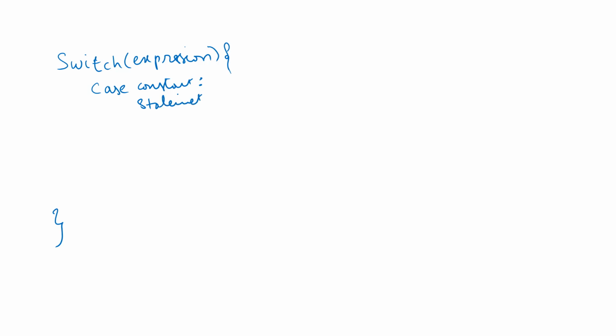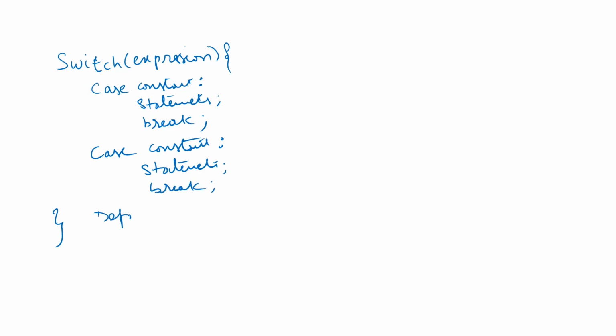Let's say I have a switch case program. So switch expression, and within these blocks I have case statements. So case some constant, and I will have some statements here, and finally we use a break statement here. Similarly, another case constant, and I will have some statements, and I will have a break statement, and I will have a default block as well.